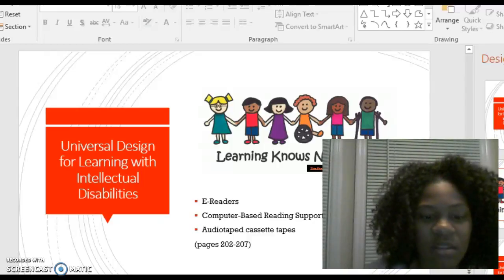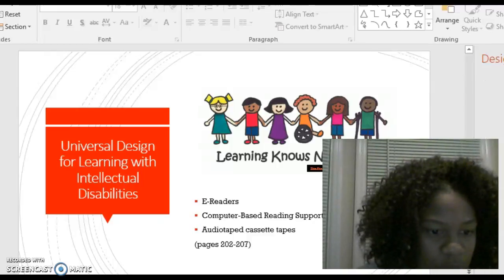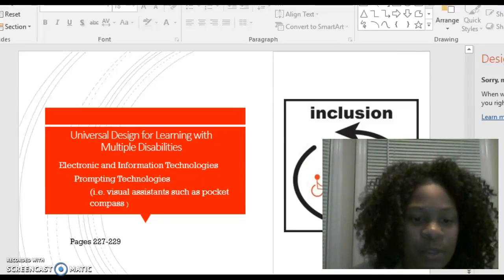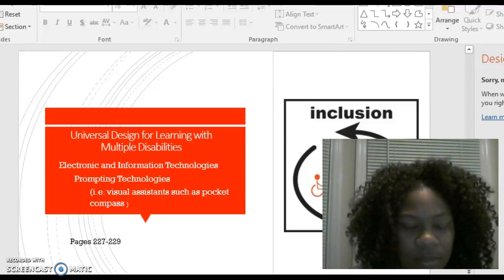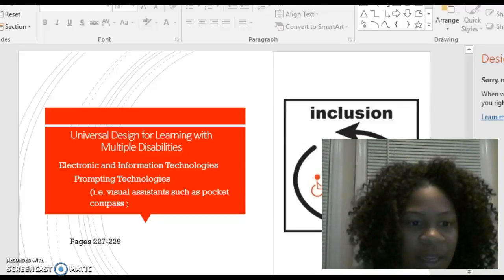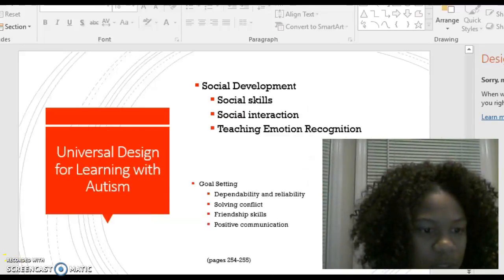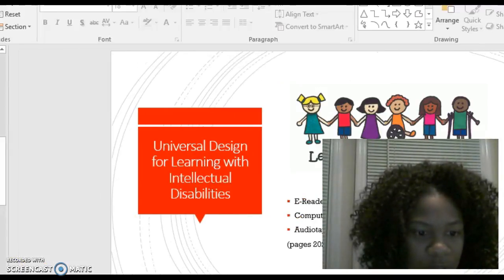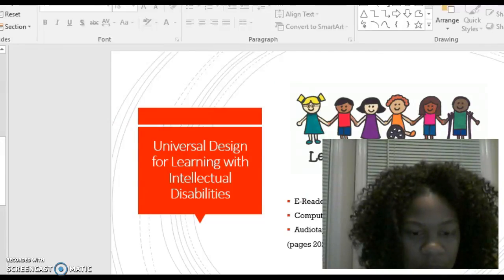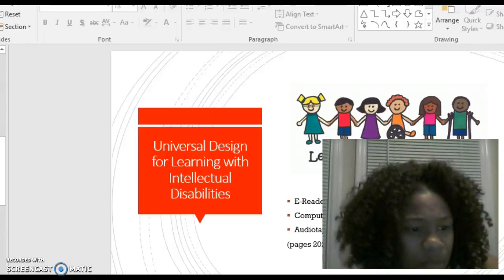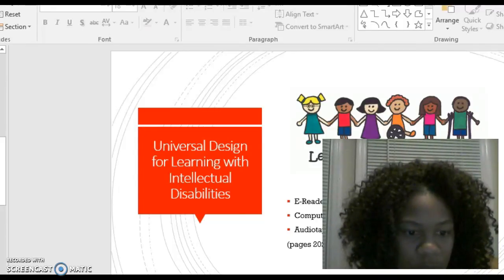And what was the next one? So the next one is UDL for multiple disabilities. Implementing... sorry, my computer. There it goes. Oh, I just did this one. Goodness.